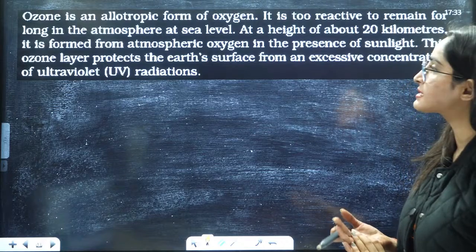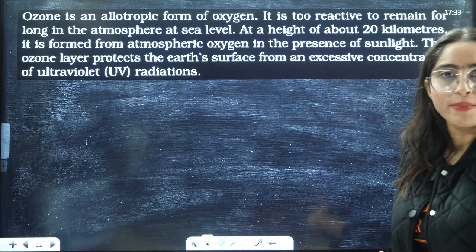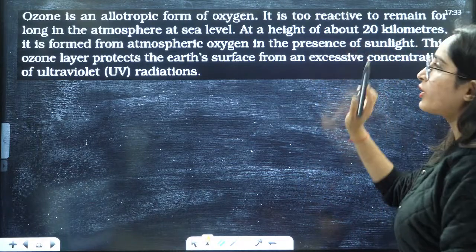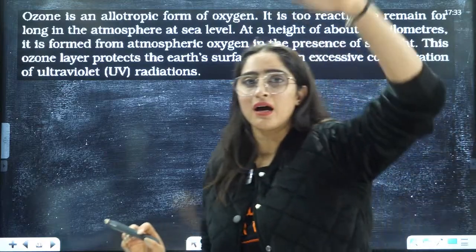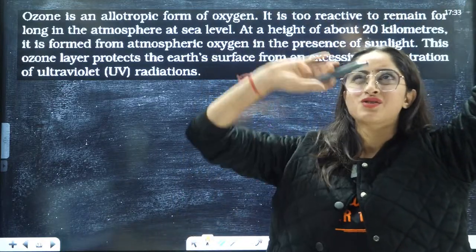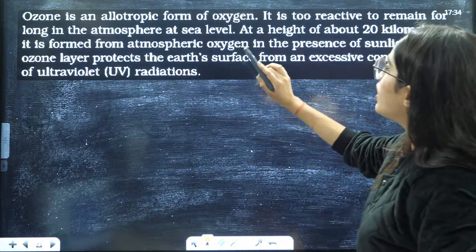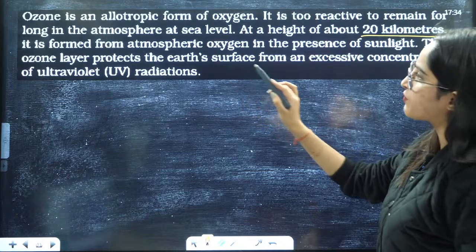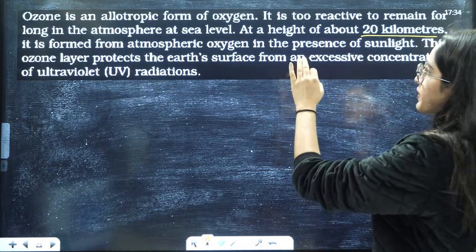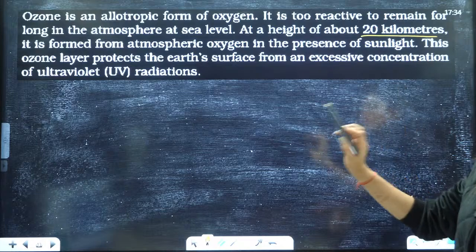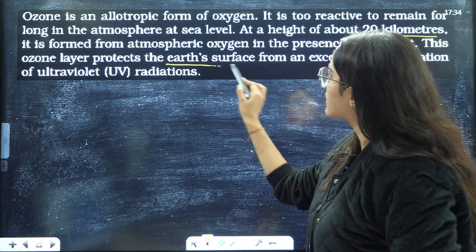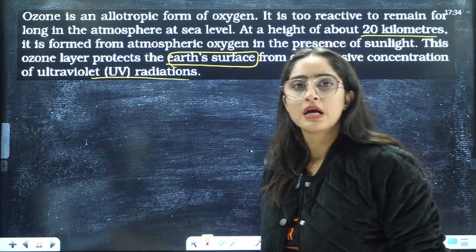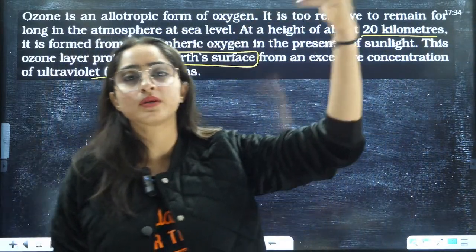Ozone is an allotropic form of oxygen, right? It is too reactive to remain for long. Ozone is basically in our atmosphere, stratosphere, I guess, right? It is formed from atmospheric oxygen in the presence of sunlight. This ozone layer protects Earth's surface from an excessive concentration of UV radiation, right? UV radiation that is coming from the sun, right?